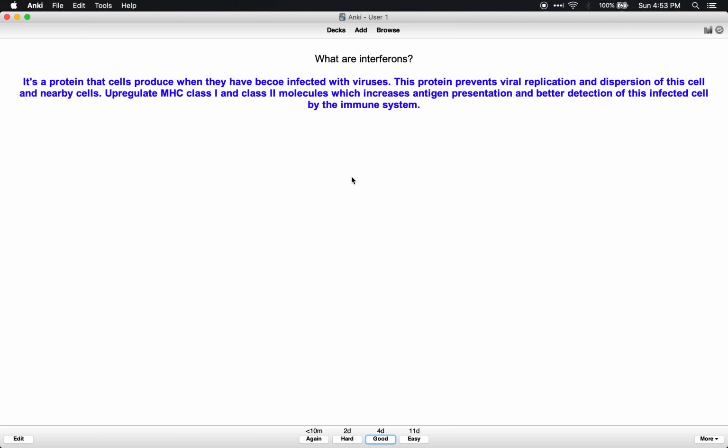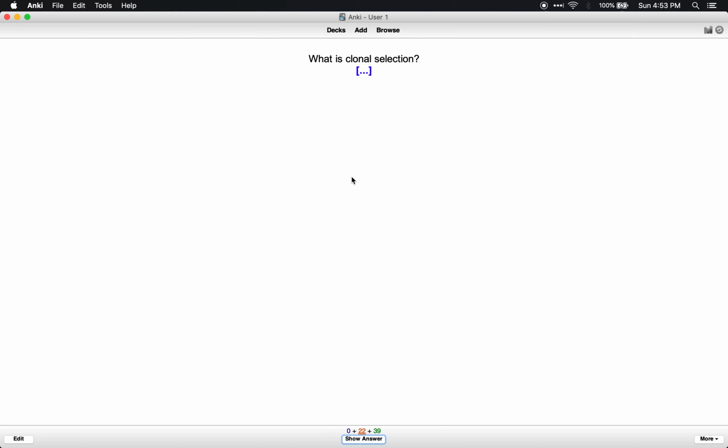What is MHC class 1 and 2? Clonal selection is antibodies that only bind to the antigen with high affinity survive, and the others die out.